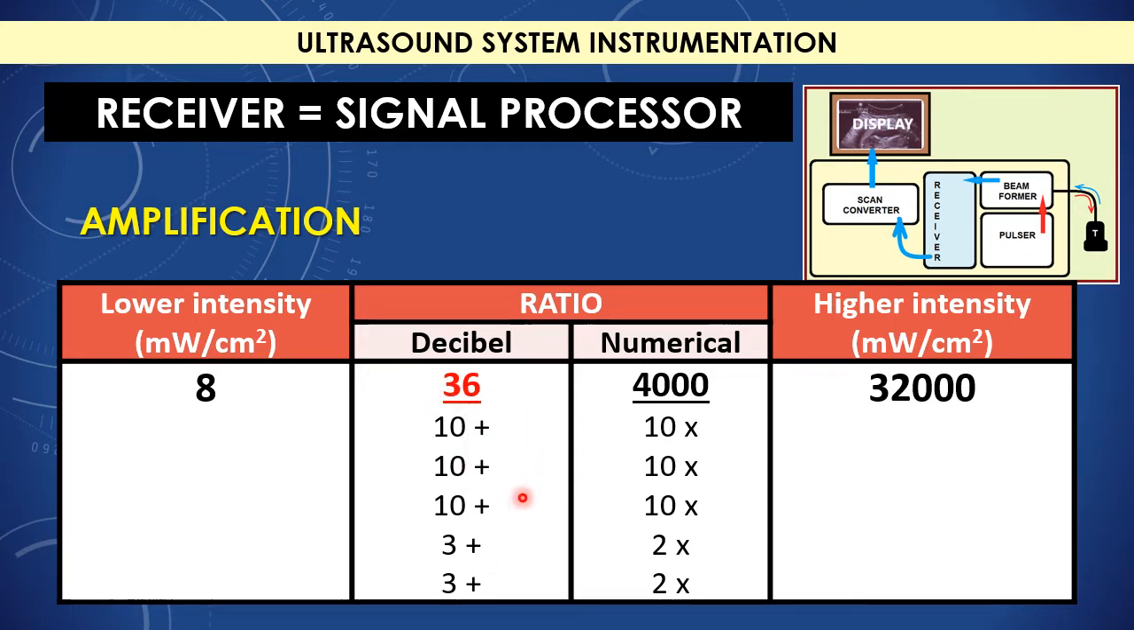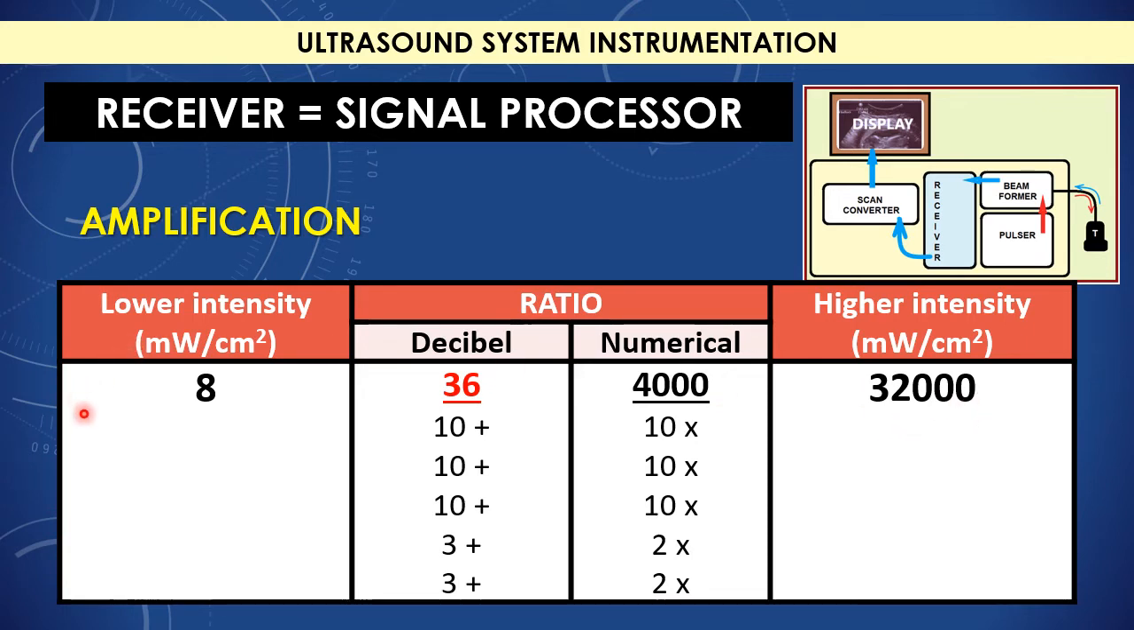So 36, these are 30 and this is 6. The real value is here. If I multiply them all together, they will be 4,000. So I'm having here 8 and magnify times 4,000. I will get here 32,000 milliwatt per centimeter square. This is very, very bright. As we see here, if I put 36 decibels only, numerically it looks like a smaller number, but actually it is equivalent to a very high number in real numerical life, which is 4,000. And this will be the final end.